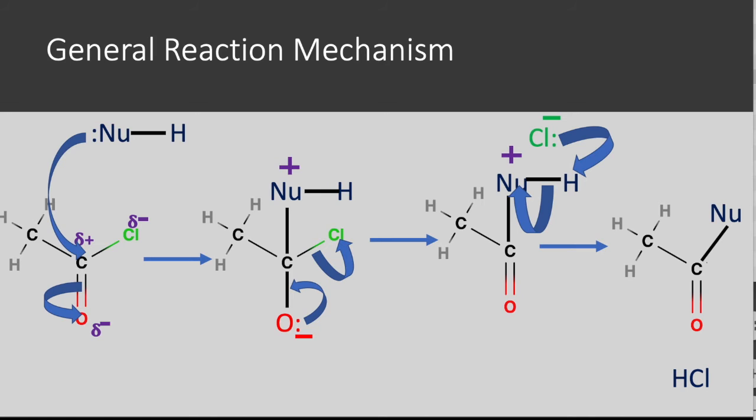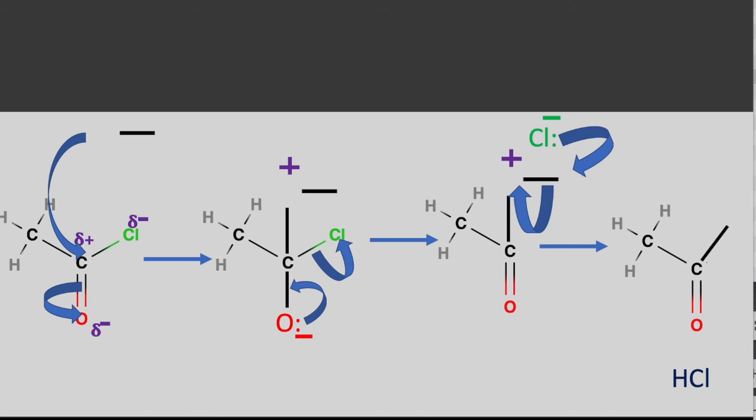And then finally I need to remove that positive charge on my nucleophile. So the chloride comes along, picks up the H, and the electrons from the nucleophile hydrogen bond go back to the nucleophile, and I form my new acid derivative, and along with HCl. So we'll go through some examples. That's a general mechanism, and we'll see how we can use that in different cases.